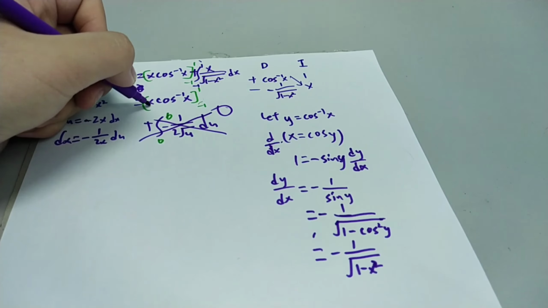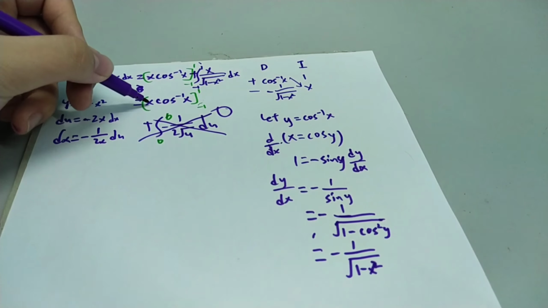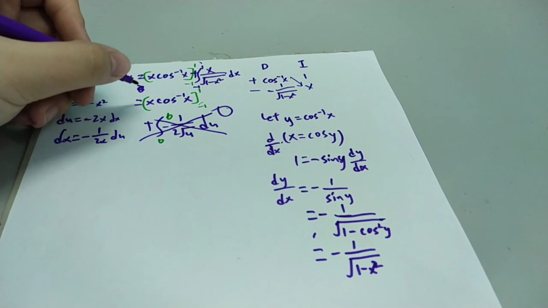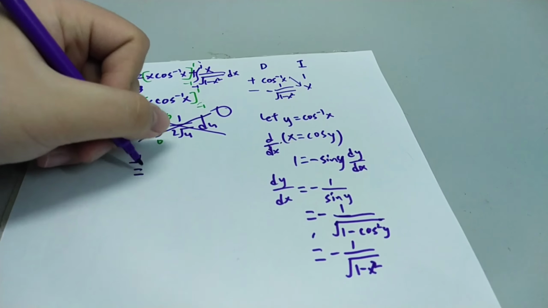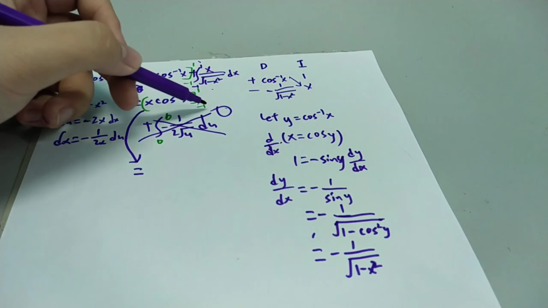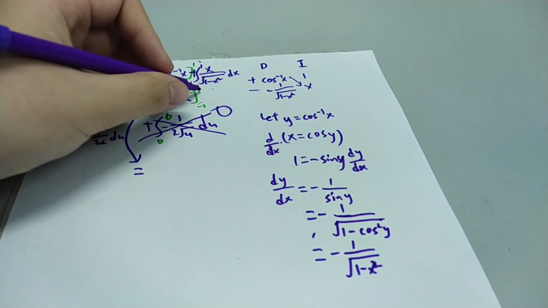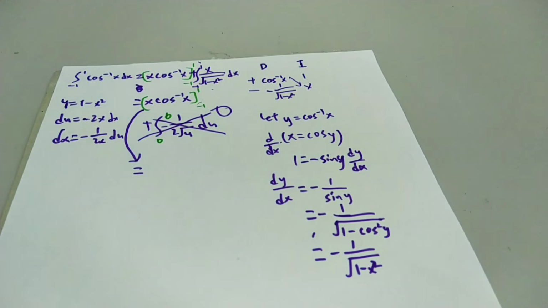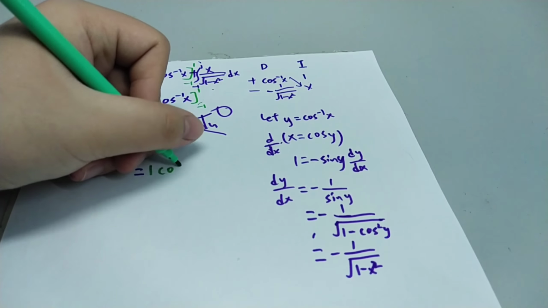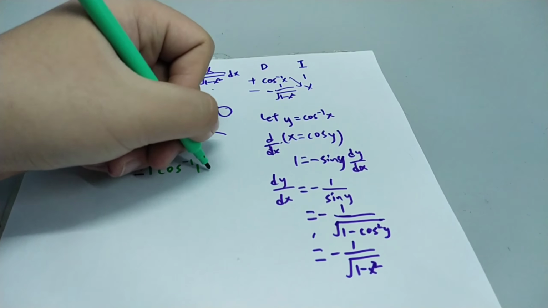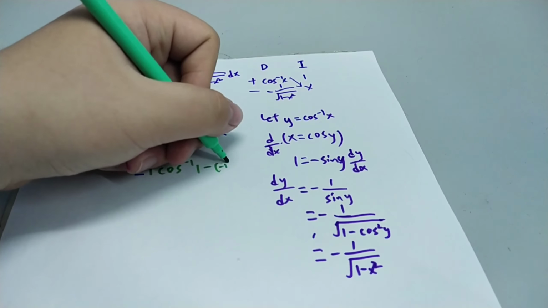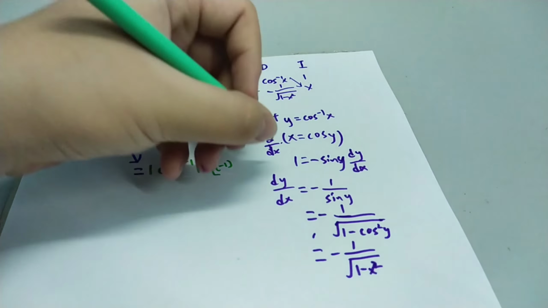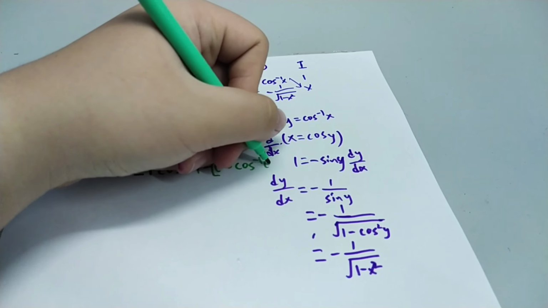So now this integral is equal to x times inverse cosine of x from negative 1 to 1. So we will plug in the upper limit first, then the lower limit. So x is equal to 1, which is 1 times inverse cosine of 1, minus negative 1 times inverse cosine of negative 1.